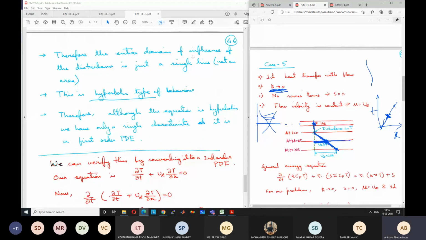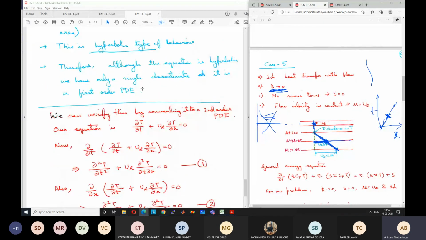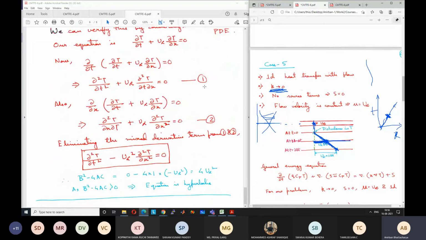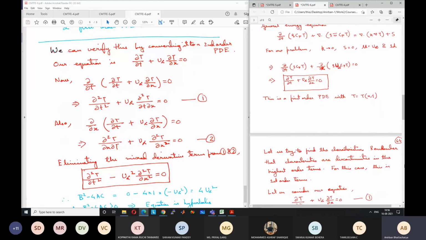So we can verify this by converting it to a second order PDE, of a type which has a physical meaning, like the wave equation, because we know that it's hyperbolic. Our equation is del T del t plus u infinity del T del x equals 0. We can take a derivative with respect to t and with respect to x. With respect to t, we get del square T del t square plus u infinity del square T del t del x equal to 0. Similarly, with respect to x, we get del square T del x del t plus u infinity del square T del x square equal to 0.